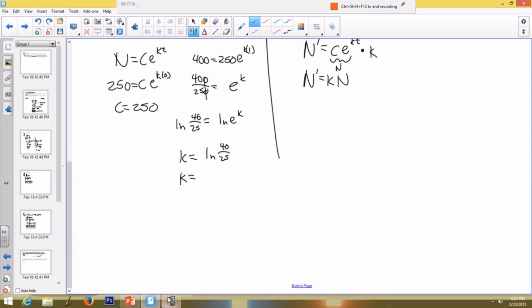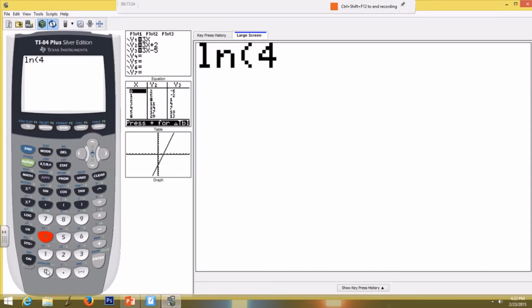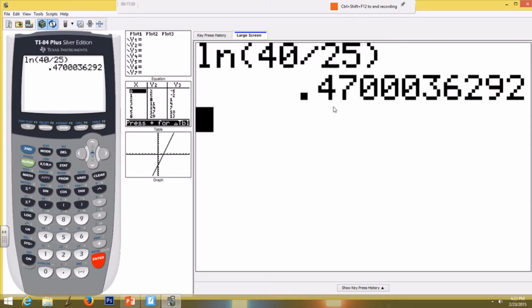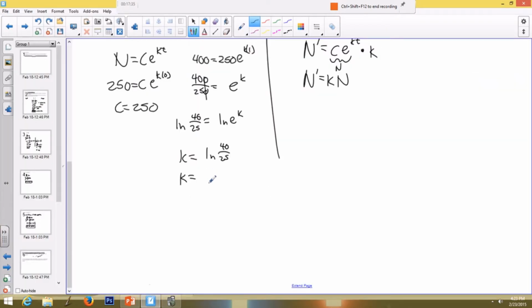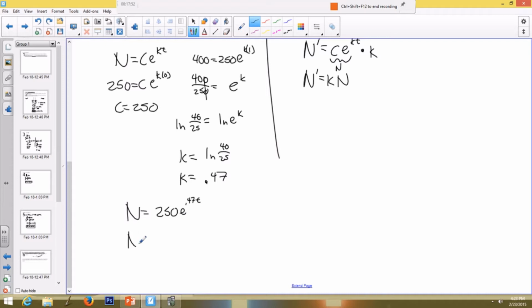So k equals ln of 40 over 25. That's my k, so 0.47. And since we got all zeros there, we'll just leave it 0.47. So k equals 0.47. And so my final equation is N equals 250 e to the 0.47t. That's my final equation, but they don't ask for that. They want to know what is N when t equals 4. So N equals 250 e to the 0.47 times 4. So let's do that.